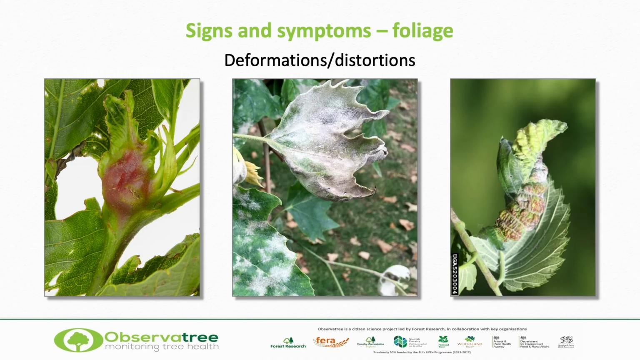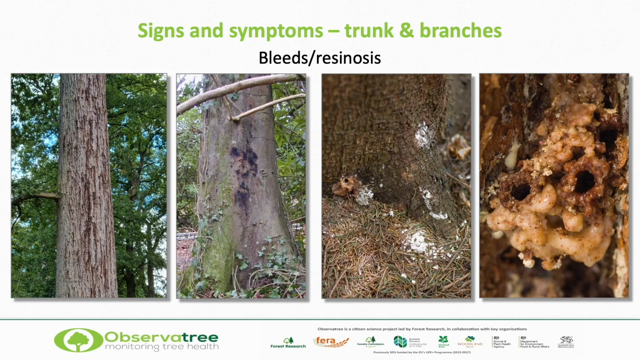Or you can get effects by aphids that cause the leaves to curl and fold. So deformations and distortions can be another good clue. A lot of the time the foliage is out of our reach. So we're walking through a woodland and all we can see is trunks or stems. You can still get some useful information from there.